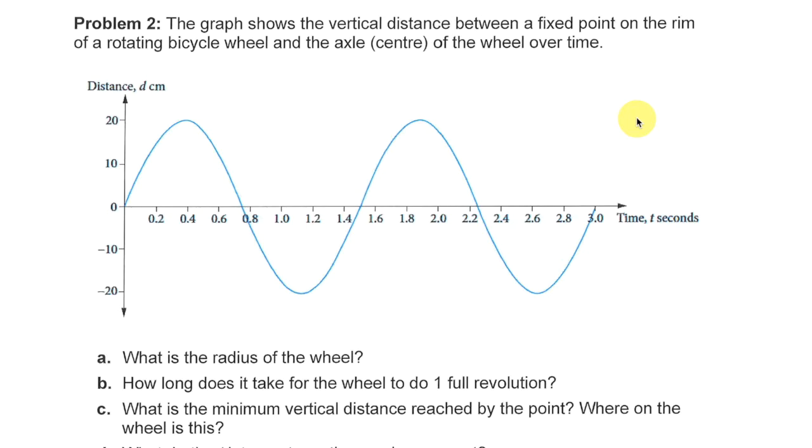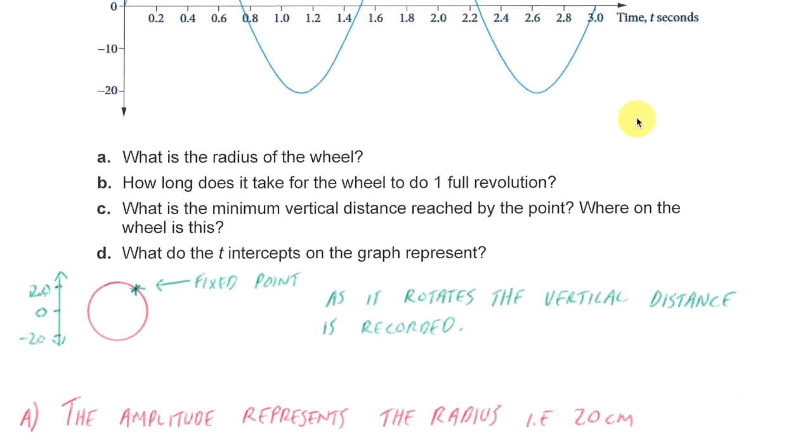Consider a fixed point on that bicycle wheel. As time goes by, the bicycle wheel is rotating. And what we are doing as time goes by is measuring how far the fixed point is above the axle of the wheel. So how far is it above the centre of the wheel? Let's look at this diagram. Here's our wheel. Here's the fixed point.